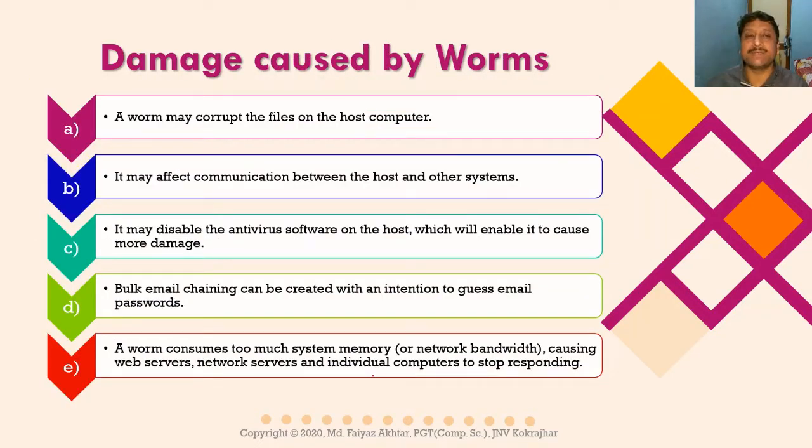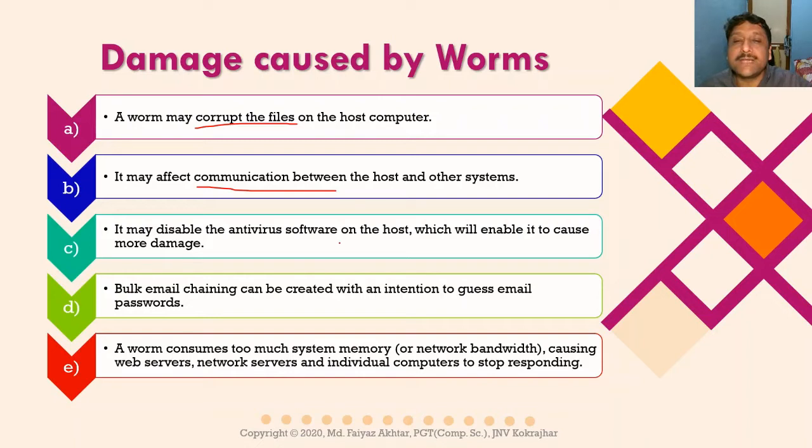Now, what damages can a worm do? A worm may corrupt the files on the host computer. Corrupt means the file will become unreadable, unopenable. This is the damage caused by the worm. Next, it may affect communication between the host and other systems. Communication means that suppose you are using instant messaging software like Facebook Messenger or WhatsApp, then the communication between those systems will stop working.